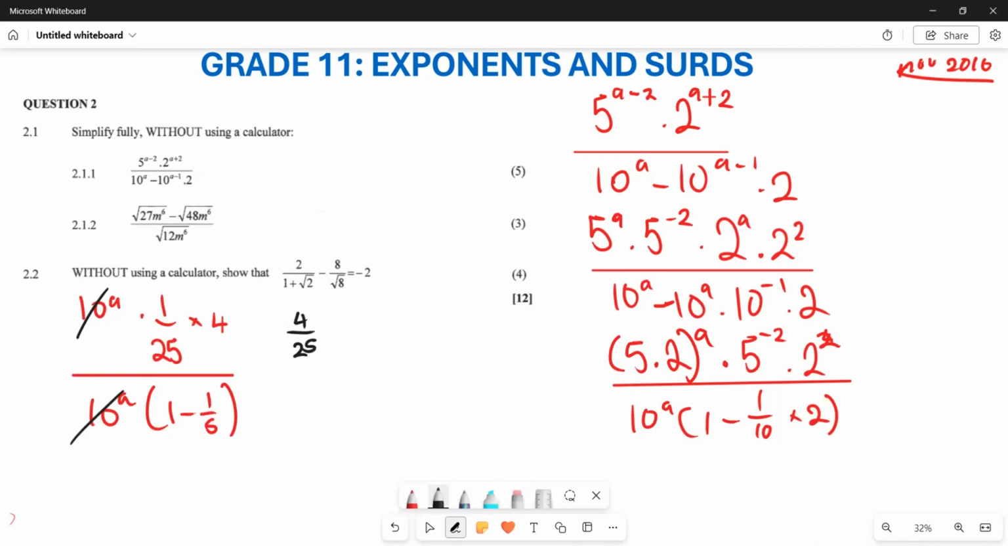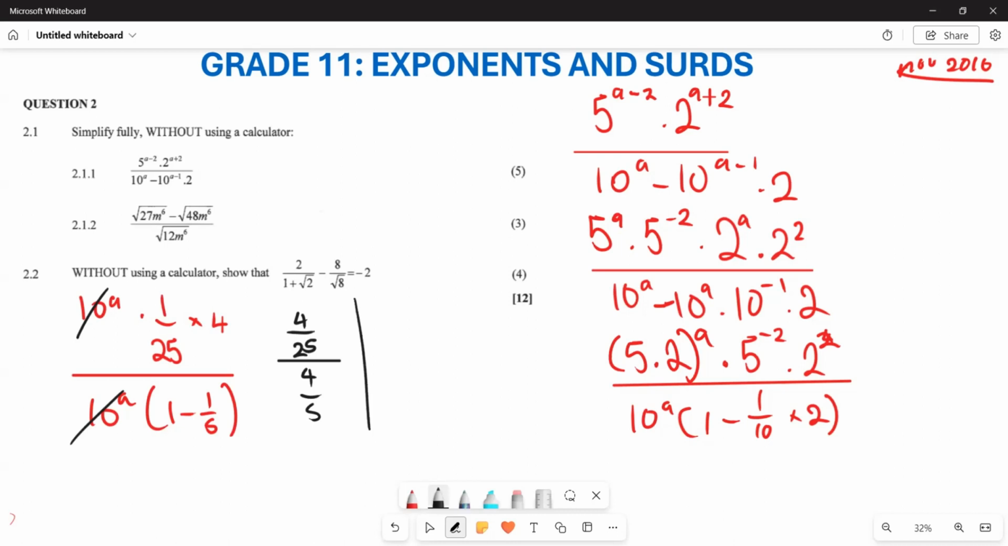And then this is going to be divided by 1 subtract 1 over 5. 1 subtract 1 over 5 is the same as 8 over 10, if I'm not mistaken. Now this is going to be the same as 8 over 10, which is the same as 4 over 5. So this is going to be divided by 4 over 5.